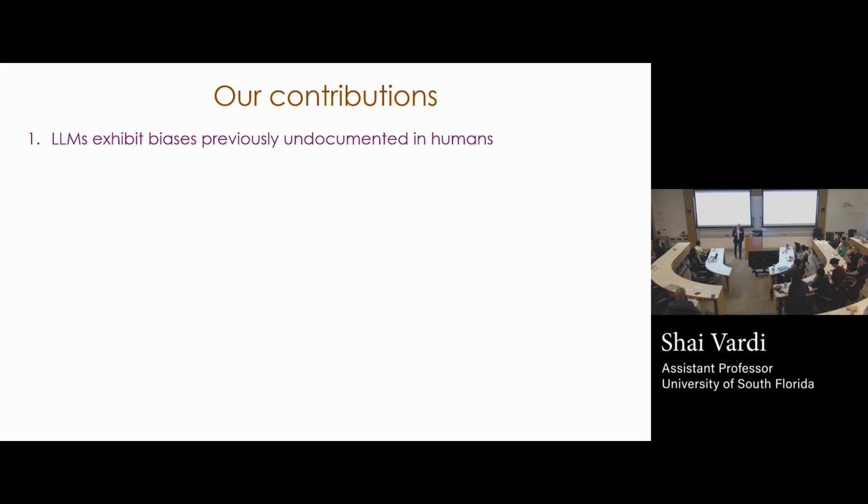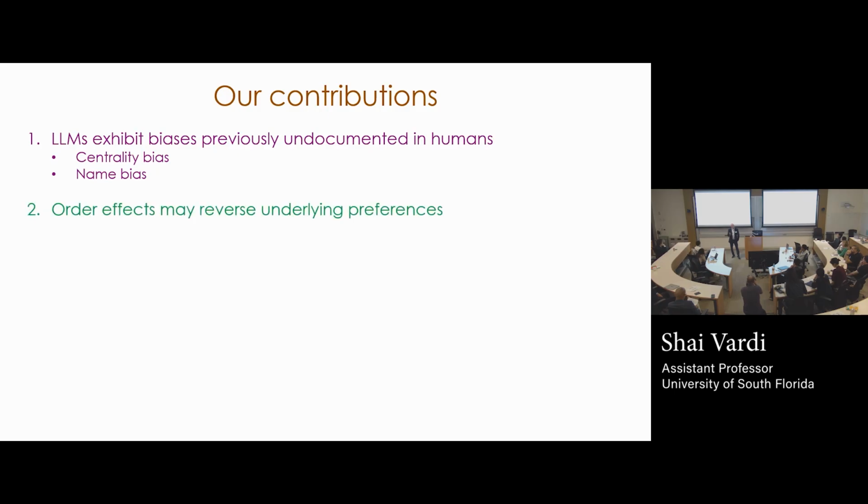Okay, so our first observation is LLMs appear to exhibit unique biases. So we found two biases that have not been documented in humans. I don't claim that they don't exist, but there's been a lot of research and they've never been documented. So I believe that they don't exist in humans, but again, I can't prove it. One is centrality bias, which is bias towards the middle option. And the second one is a really weird name bias, which I'll get into.